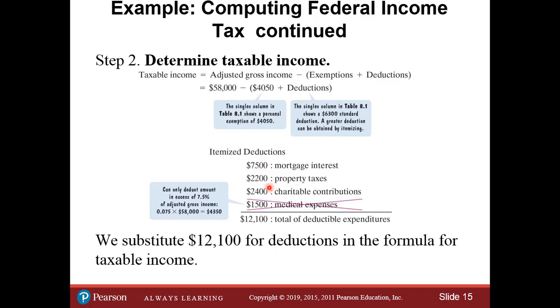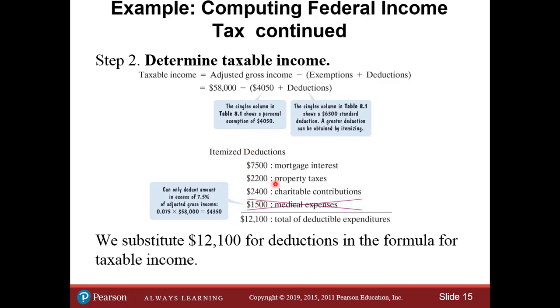$2,200 for property taxes, $2,400 for charitable contributions. But look at the $1,500. Now, the $1,500, her adjusted gross income is $58,000. $1,500 isn't even close to being 7.5% of her income. If you take 7.5% of her adjusted gross income, she would only be able to deduct anything over $4,350. And $1,500 definitely doesn't catch it, so we can cross that off.